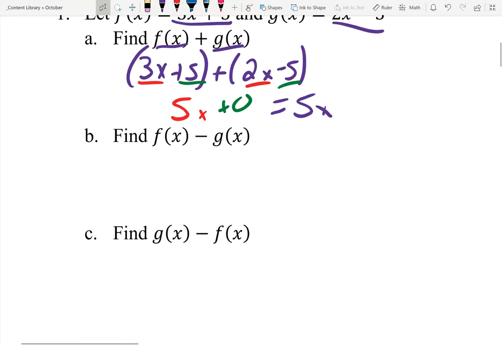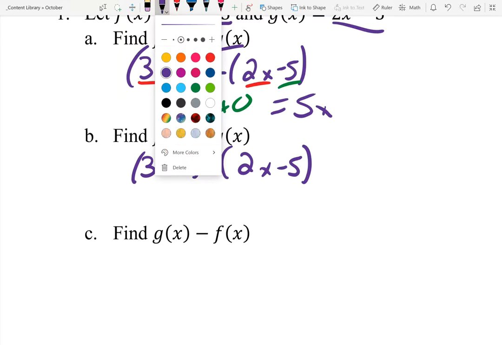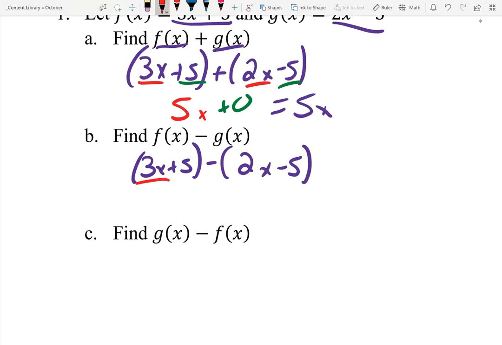So what if we subtract, though? If we're subtracting, we'll have f of x, which is 3x plus 5, and we're subtracting g of x, which is 2x minus 5. Now, you have to keep in mind that we're subtracting both of these terms, subtracting 2x and subtracting negative 5. So you can think, okay, I've got my x terms, and I know that 3x combines with 2x, but it's subtraction. 3x minus 2x would be 1x, because 3 minus 2 is 1.